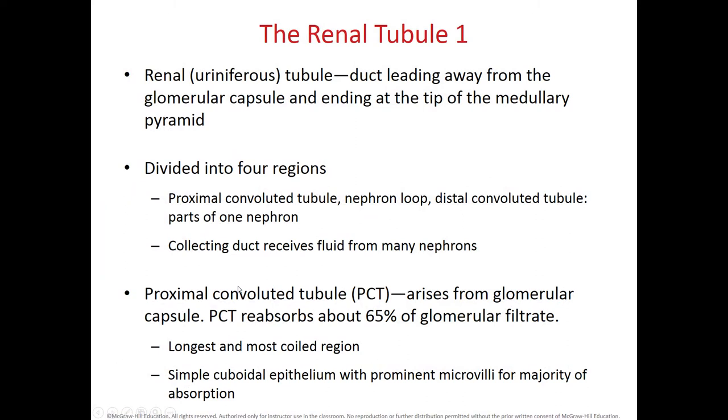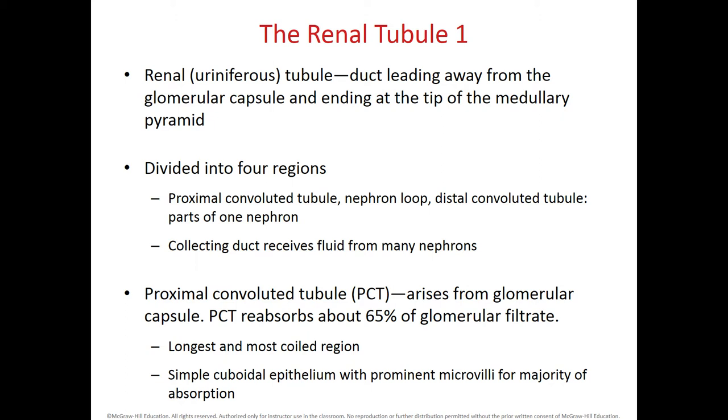Now let's talk about the details of the renal tubule. The renal tubule is also called the uriniferous tubule. And this tubule has, as I said before, four regions. It has the region that is closer to the renal corpuscle, which is the PCT or proximal convoluted tubule. Then it has this U-shaped structure that we call the nephron loop or loop of Henle, H-E-N-L-E. Next to the loop of Henle, we have the DCT or distal convoluted tubule. And then we have the collecting duct that will receive the fluid from many nephrons.